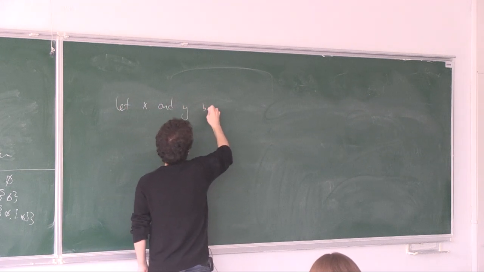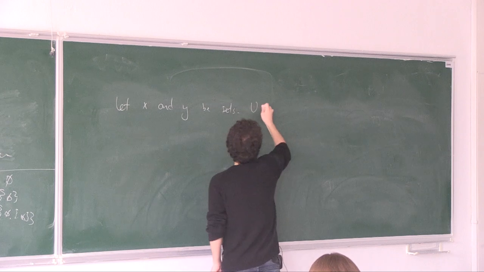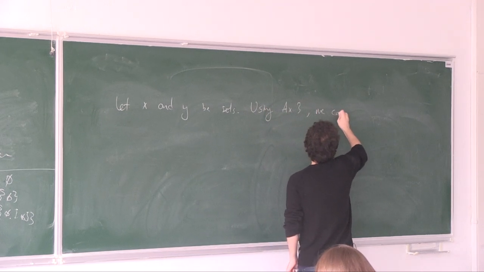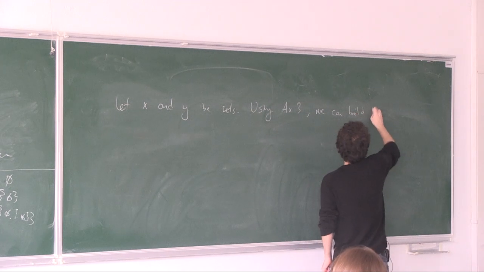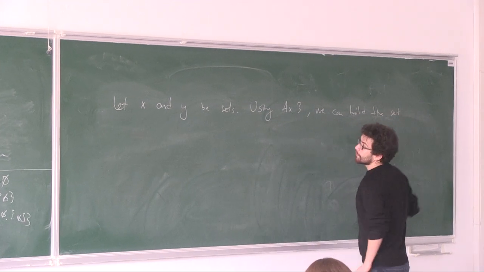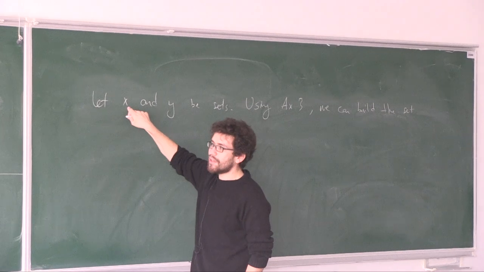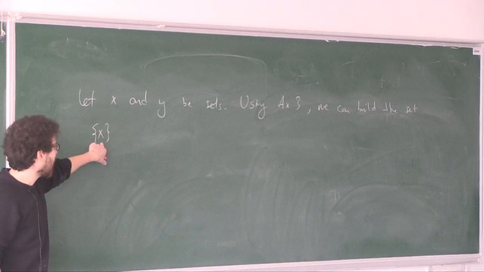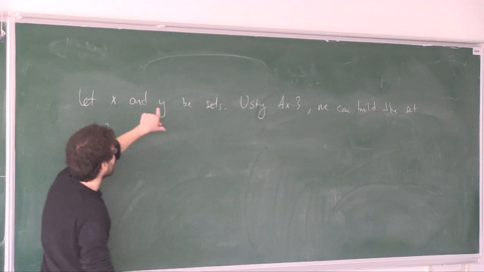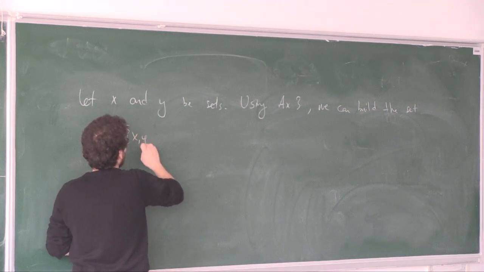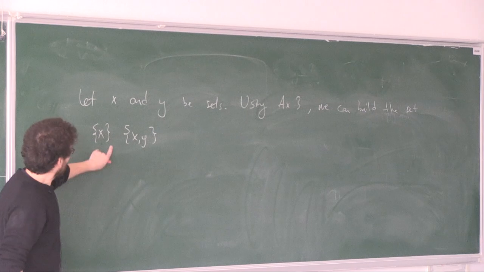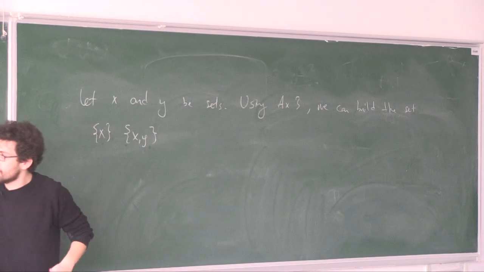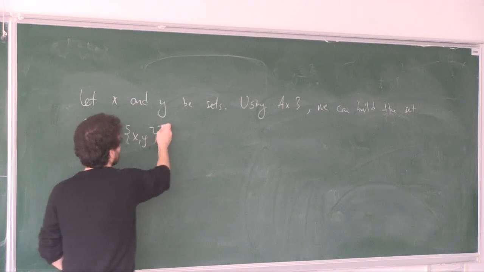Let X and Y be sets. Using axiom 3, we can build the set. Now, I can pair X with itself and form the set containing X. I can pair X and Y and form this set. Now, I have two sets. I can pair these two sets using this axiom and build this set.